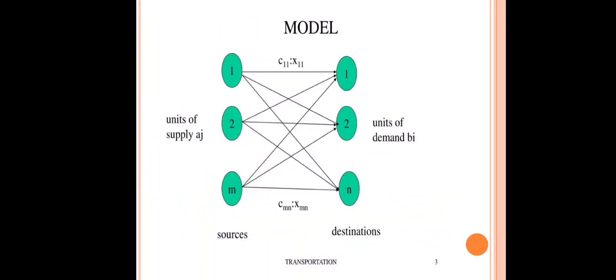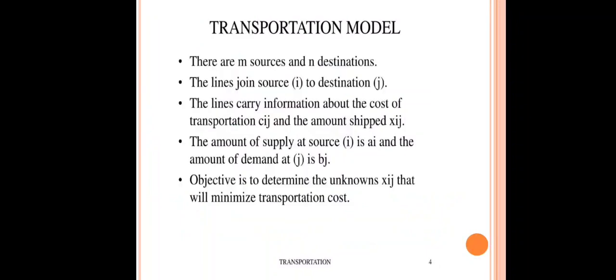This is a general model of the transportation problem. Here we have m sources and n destinations. The m sources have m supplies and the n destinations have n demands. Generally we denote the supply as Ai and the demand as Bj. The lines join source i to destination j. The lines carry information about the cost of transportation Cij and the amount shipped Xij. The amount of supply at source i is Ai and the amount of demand at j is Bj. The objective is to determine the unknowns Xij that will minimize the transportation cost.